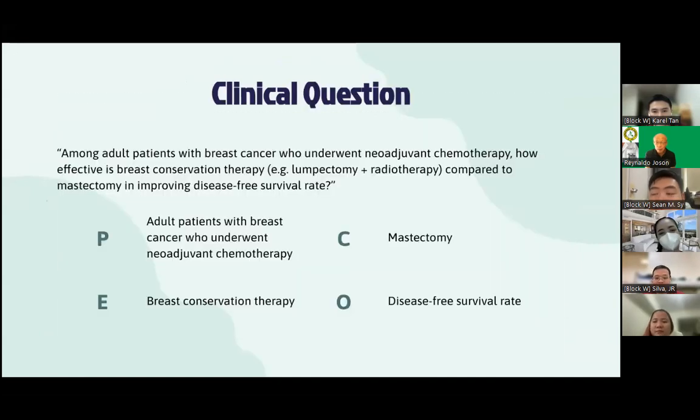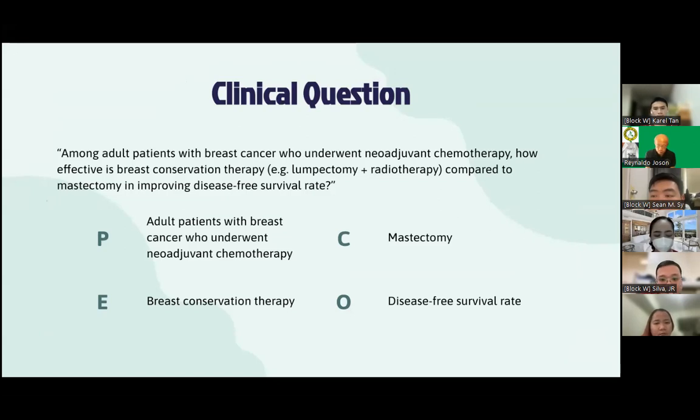Now, when you say breast conservation surgery, it's really preserving the breast, not removing the entire breast, but only the tumor with a good margin. So that's what is called lumpectomy. But you have to add radiation, right? So that's the definition of breast conservation.